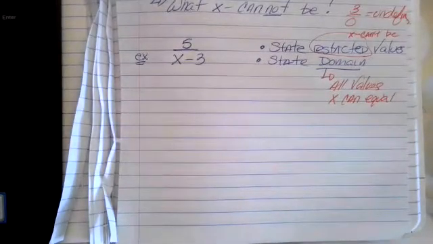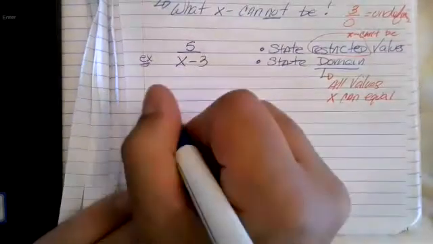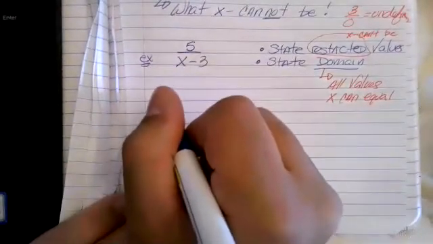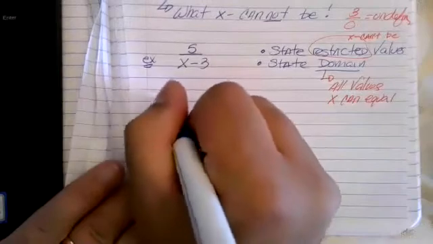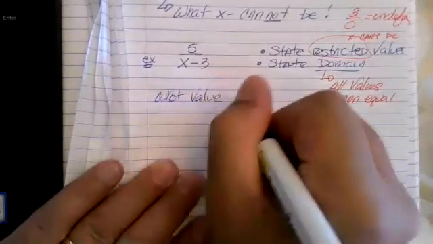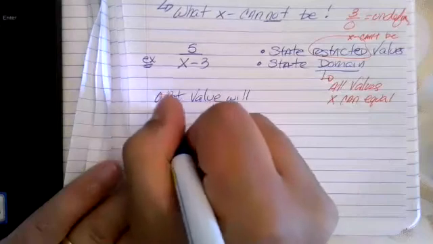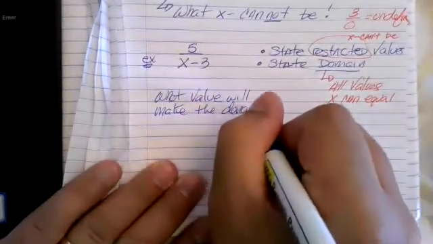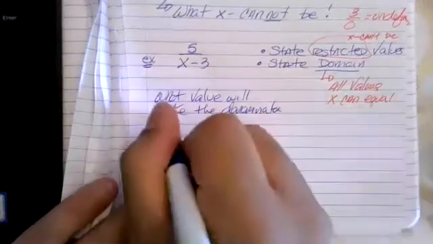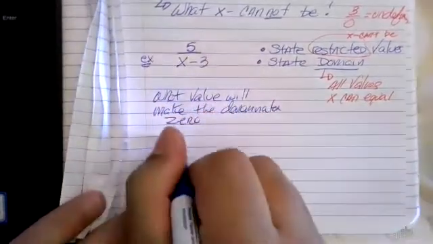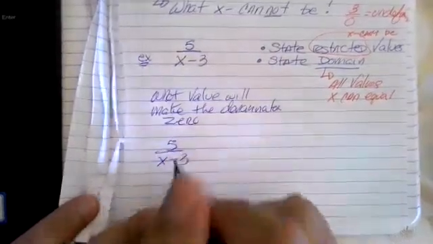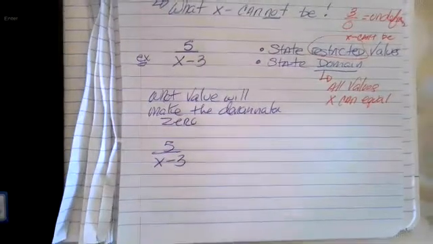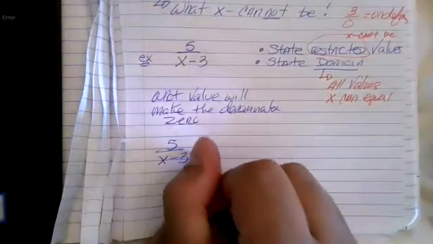So in this example, if I was to ask you, what can't x be? What are the restricted values, right? Well, then you're thinking to yourself, what's going to make the denominator 0? What value will make the denominator 0? And I have 5 over x minus 3. So you're saying what value will make this denominator equal to 0?